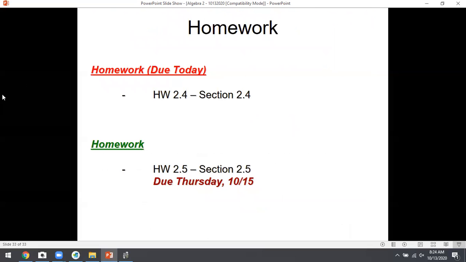You got homework 2.4 to work on. You got homework 2.5, that's the new one. That's over what we just talked about, solving these things with substitution or elimination. So you got a good 10, 12, 15 minutes left or something like that. You can go ahead and get something done. Good work, everybody.